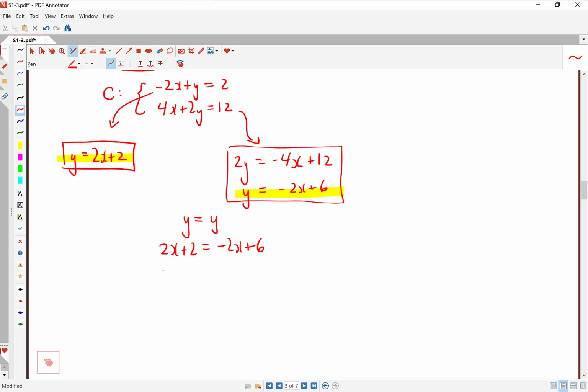So let's add 2x to both sides. We'd get 4x. And subtract 2 from both sides, we'd have 4. So 4x equals 4, in other words, x equals 1.